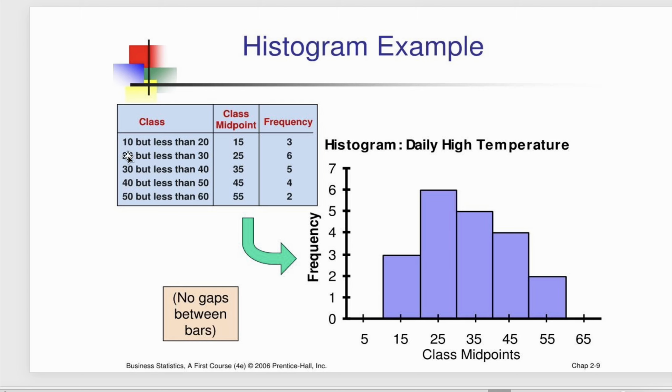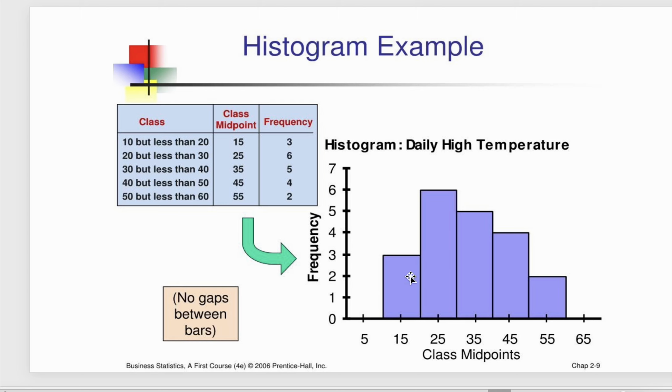The thing is, 20 occurs as the boundary on the first and the second class. What are we going to do? There's a convention. If a number is on the boundary, we put it into the subsequent class. So this 20 would go in here. You'll notice one of the things about the histogram is there's no gaps.